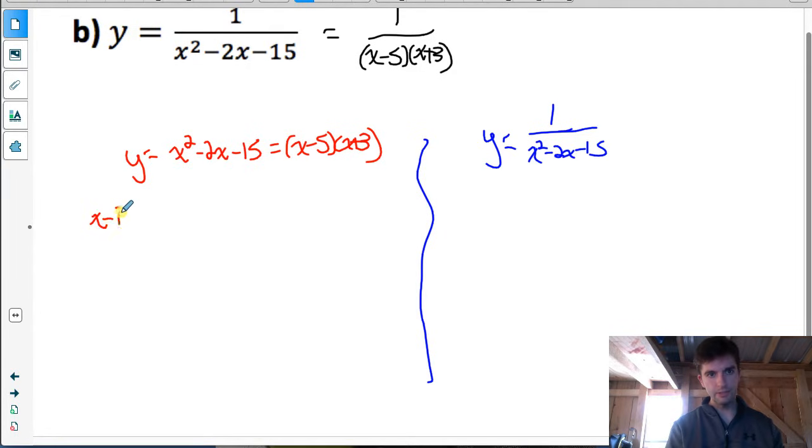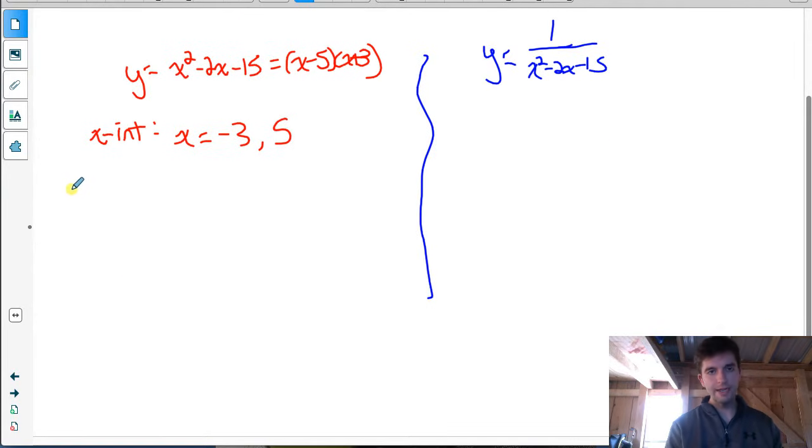So x-intercepts are the x values that make y be 0. So how can that product be 0? If x is either equal to 5 or negative 3. So we have two x-intercepts, negative 3 and 5. The vertex, I actually really only care about the x-coordinate of the vertex right now. We'll get the y-coordinate when we do our table.